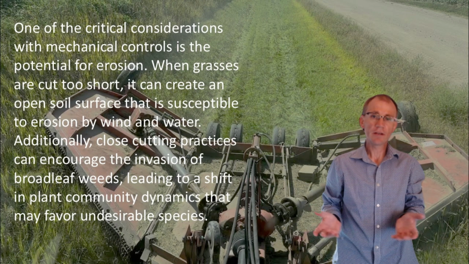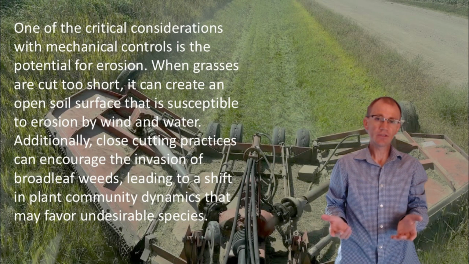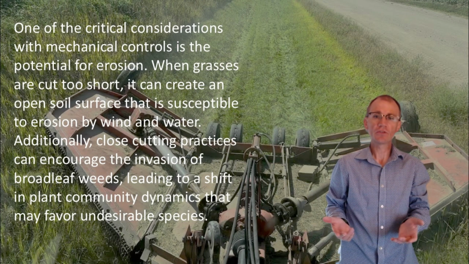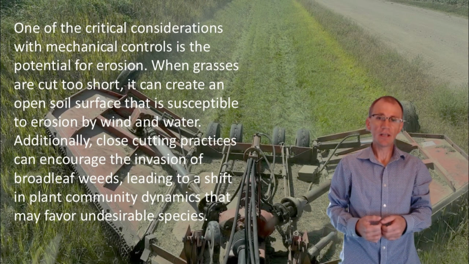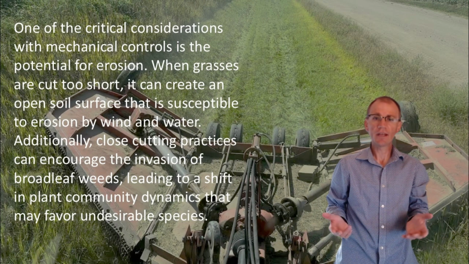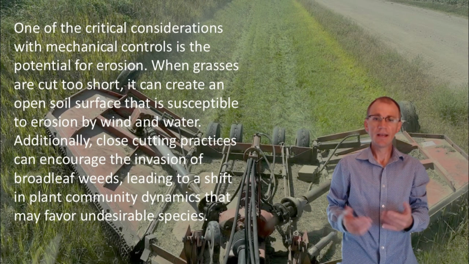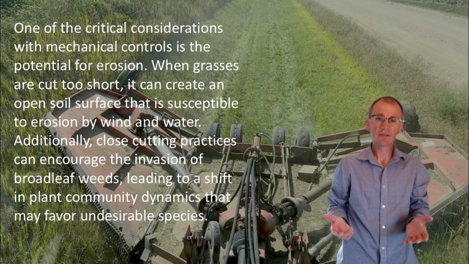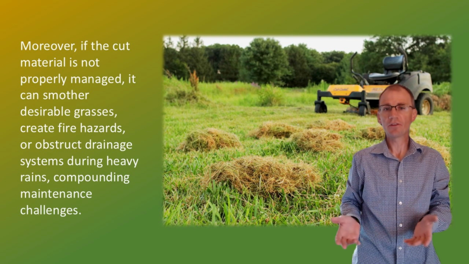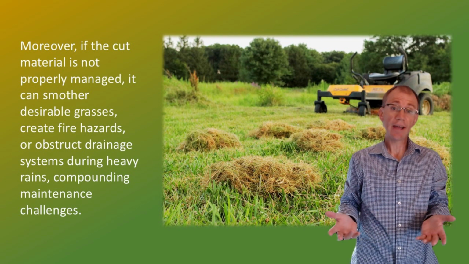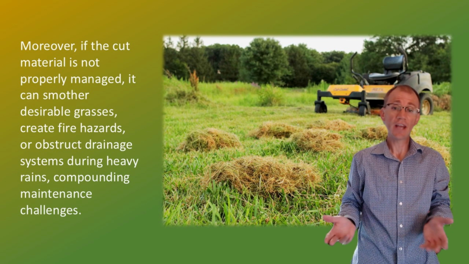One of the critical considerations with mechanical controls is the potential for erosion. When grasses are cut too short, it can create an open soil structure that is susceptible to erosion by wind and water. Additionally, close cutting practices can encourage the invasion of broadleaf weeds, leading to a shift in plant community dynamics that may favor undesirable species. Moreover, if the cut material is not properly managed, it can smother desirable grasses, create fire hazards, or obstruct drainage systems during heavy rains, compounding maintenance challenges.